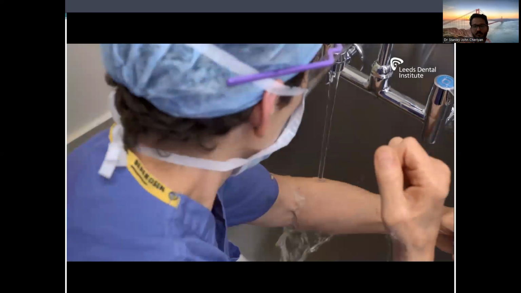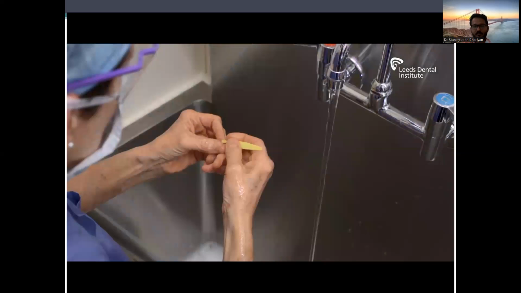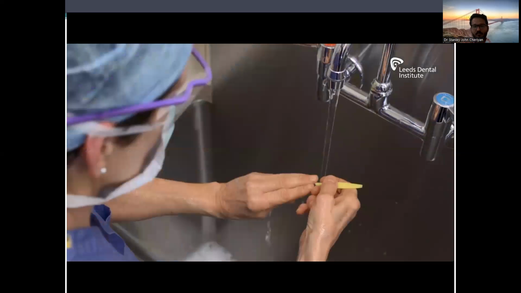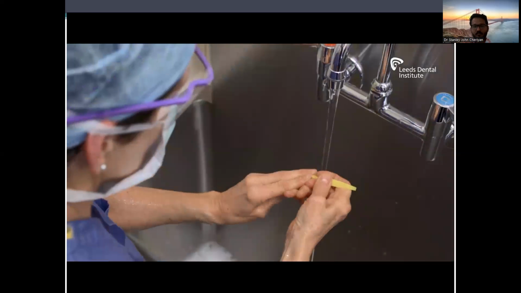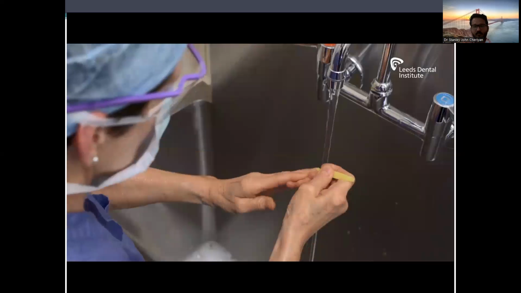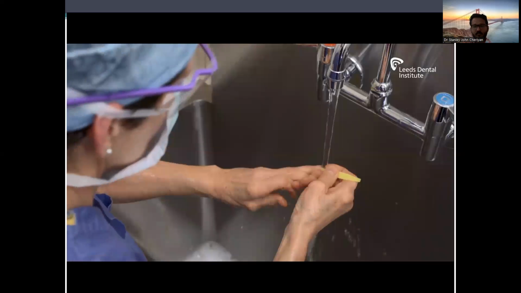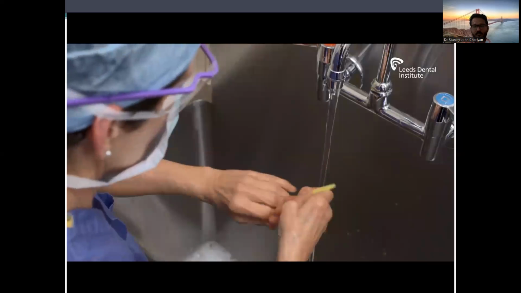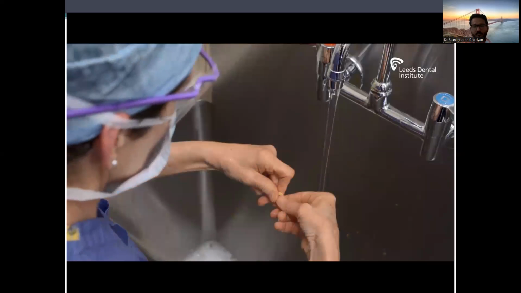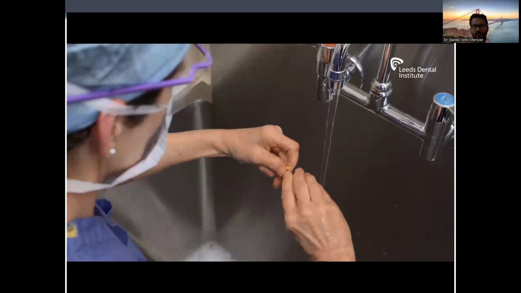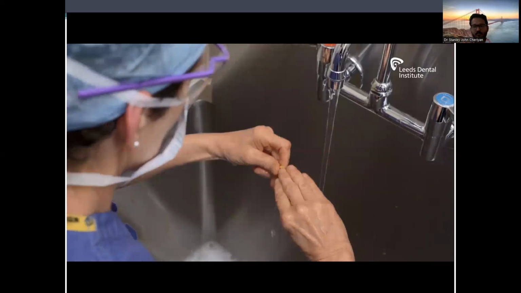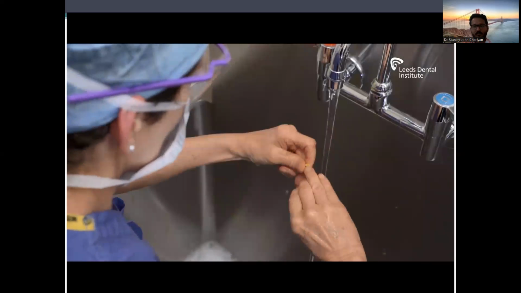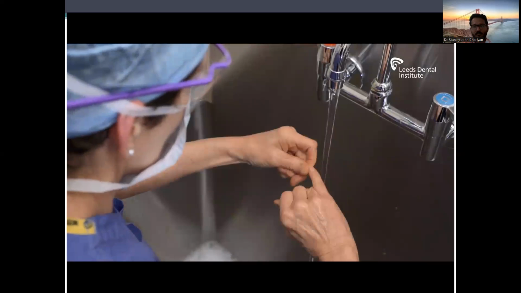Next, remove debris from under nails using a nail pick under running water. Ensure that you do each nail in turn and methodically. There is often debris hidden under the nails which is not visible, but which the nail pick will find. Step 2 is the scrub procedure. This will take 3 minutes.